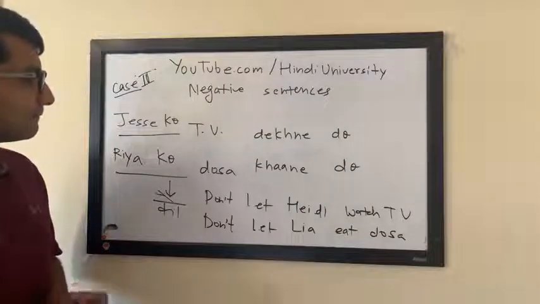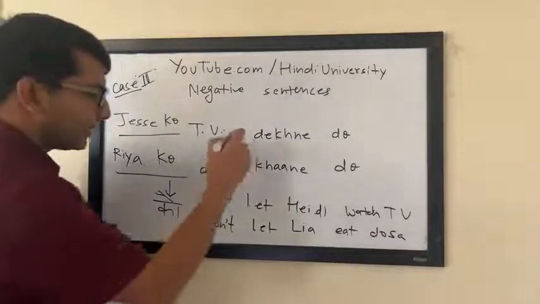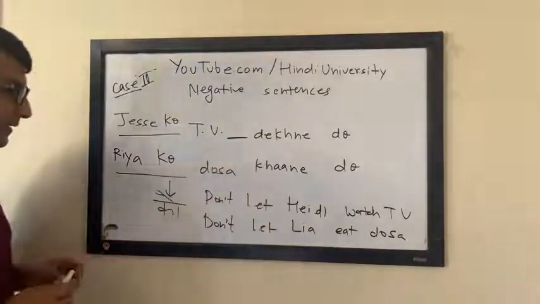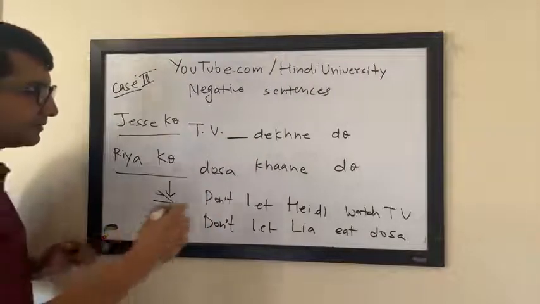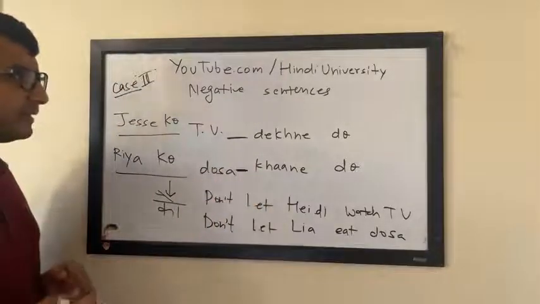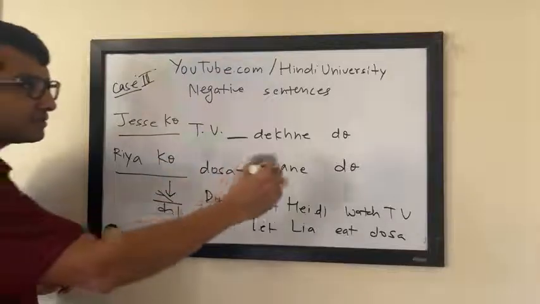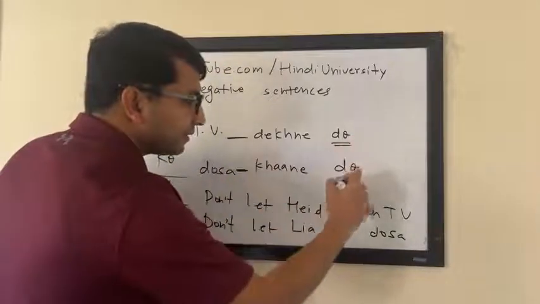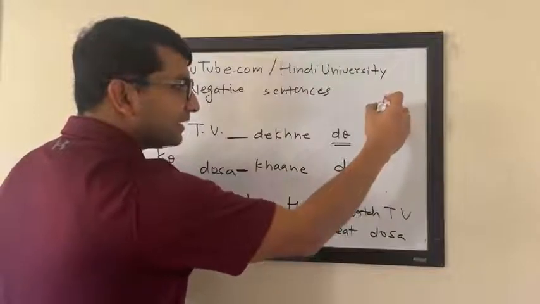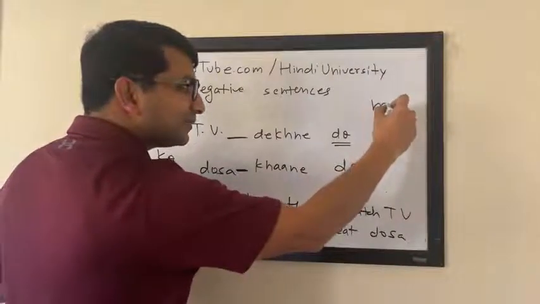Heidi को टीवी नहीं देखने दो. Okay. You're putting a new word here. And what about the next one? लिया को डोसा नहीं खाने दो. Okay. So there are many ways to say the negative sentences, but because this is imperative, instead of nahi you will say mat. Mat. Very good.